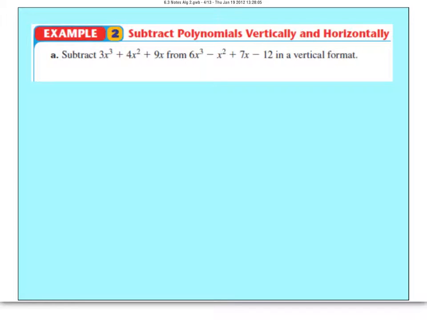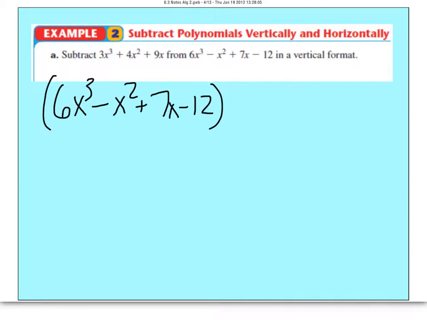Subtracting, we do have to be a little bit careful. And you're not going to have to worry about the order in which you subtract these. They will be set up for you. But this one I will tell you, we actually have to start with 6x cubed minus x squared plus 7x minus 12 first. We're going to take that and subtract from it 3x cubed plus 4x squared plus 9x.